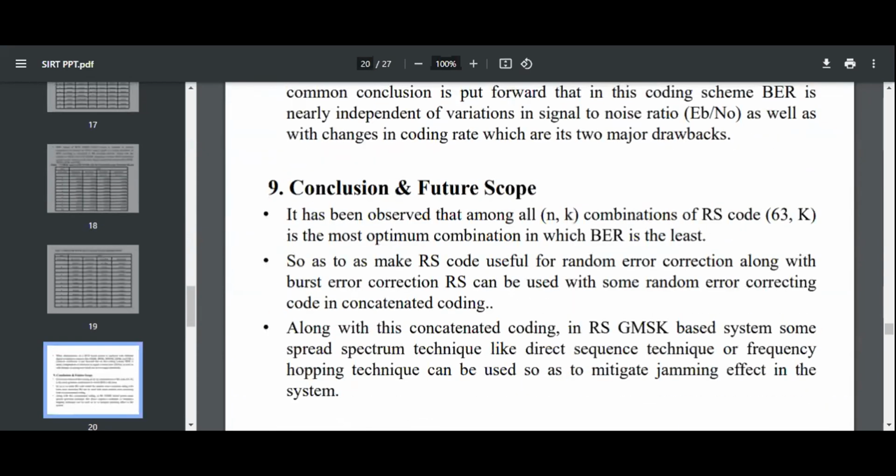So that was all the things given from my end. And basically, the future scope is mostly we use RS and BCH for burst error correction. But when we use it for concatenated coding, we can even use it for random error correction. Concatenated codes is a group of codes for the common system.